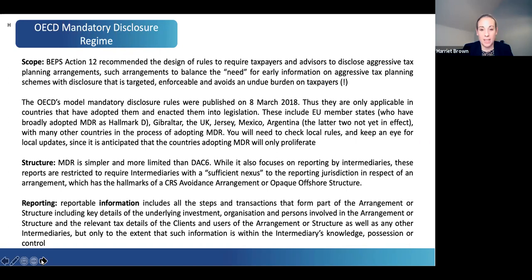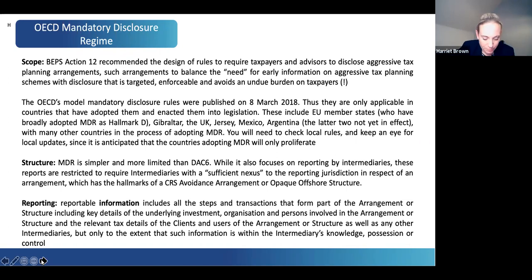As I've already hinted at, the structure of MDR is much simpler and more limited than DAC6. It's very similar in that it focuses on reporting by intermediaries. But what MDR does, it requires intermediaries with a sufficient nexus to the reporting jurisdiction in respect of a particular arrangement which has hallmarks of either a CRS avoidance arrangement or an opaque offshore structure, and we're going to come on to what those are in a minute, to make reports on them.